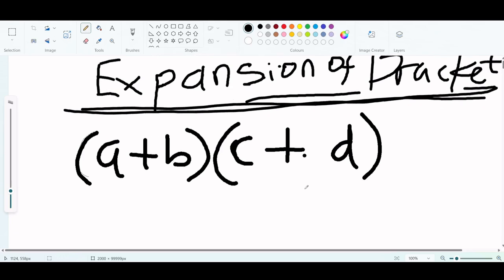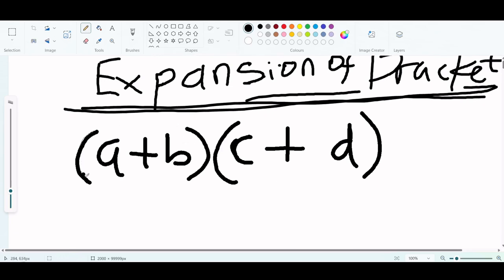This is just like having a single variable here and another single variable here, and the two are multiplying. But when we now have brackets doing the same thing, we need to expand the brackets, that is, to break open the brackets. How do we go about it?